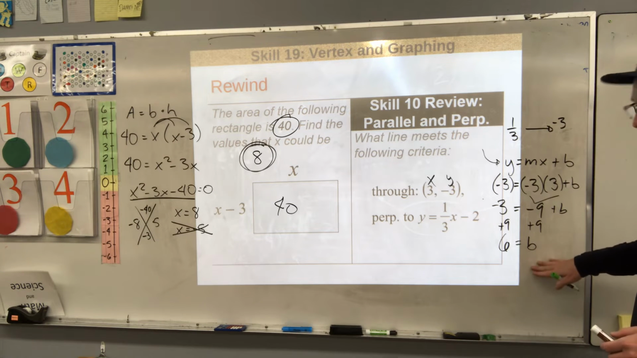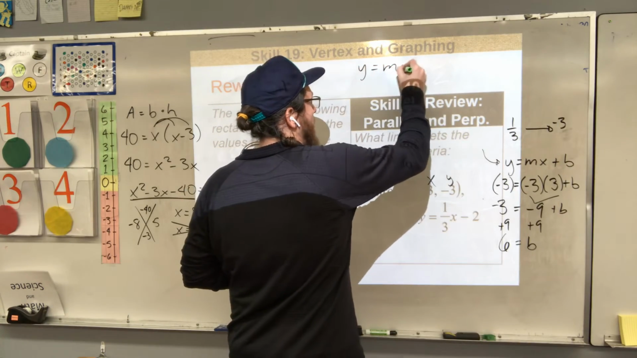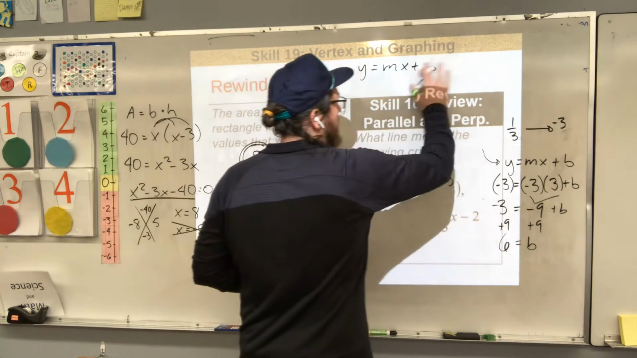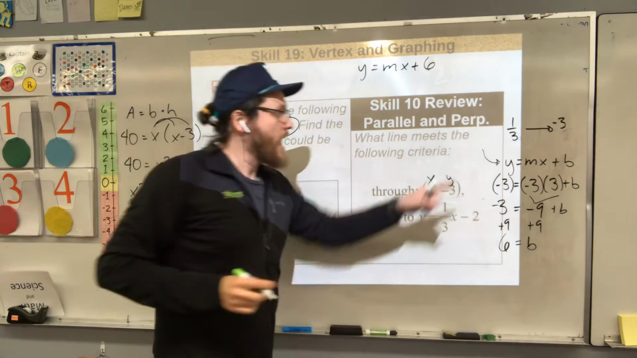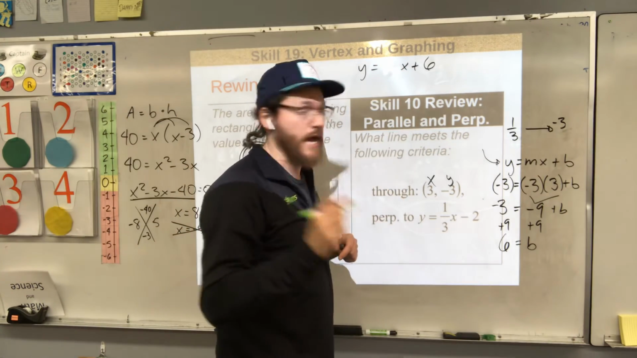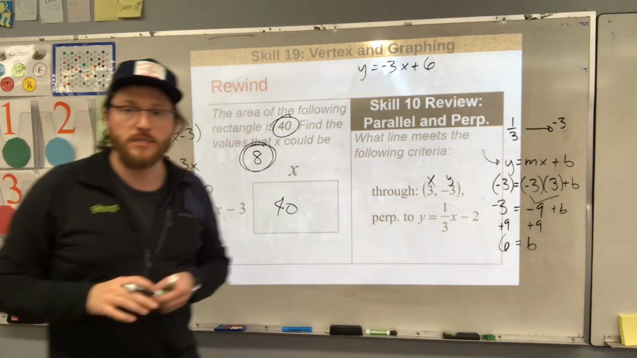But we are not done yet. Remember, we have to plug everything back into a y equals mx plus b type equation. We just found our b value. It's 6. And the slope is that new one that we found when we flipped our fraction, flipped our sign. So our final answer here should be y equals -3x plus 6.